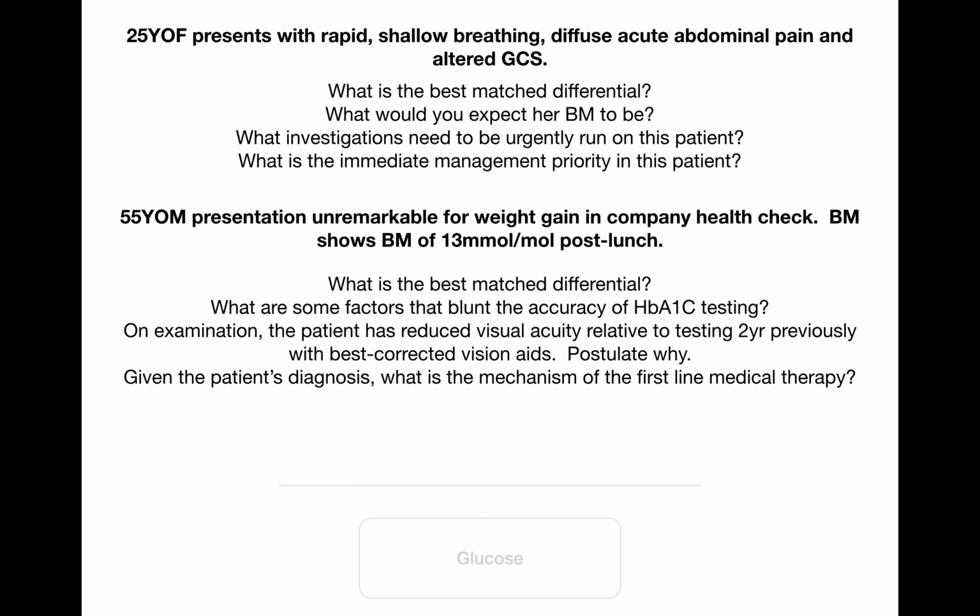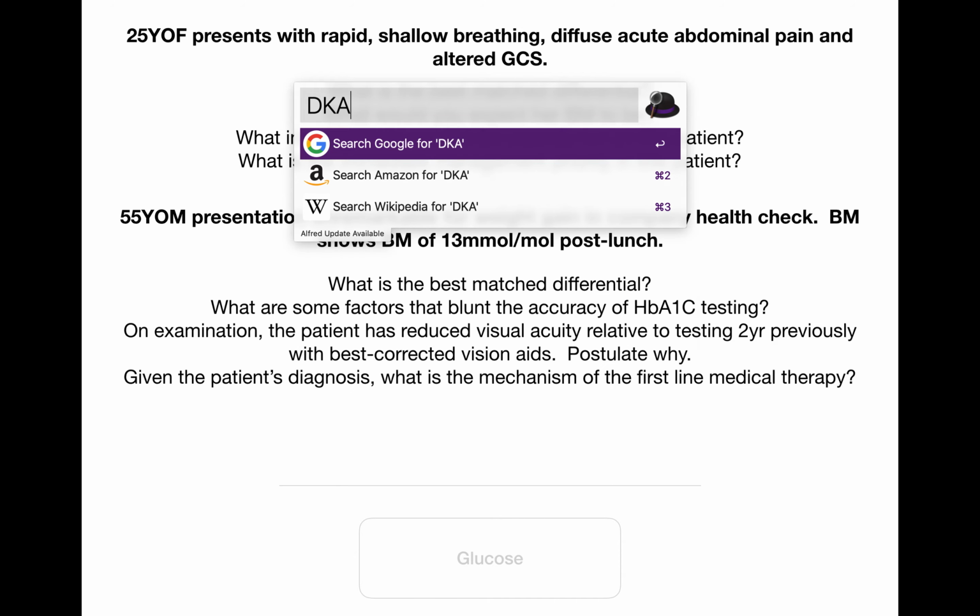1 investigation needs to be urgently run on this patient. Pause the video, have a think about it. So it's in the name, diabetic ketoacidosis. So diabetic, you need to check the blood glucose.